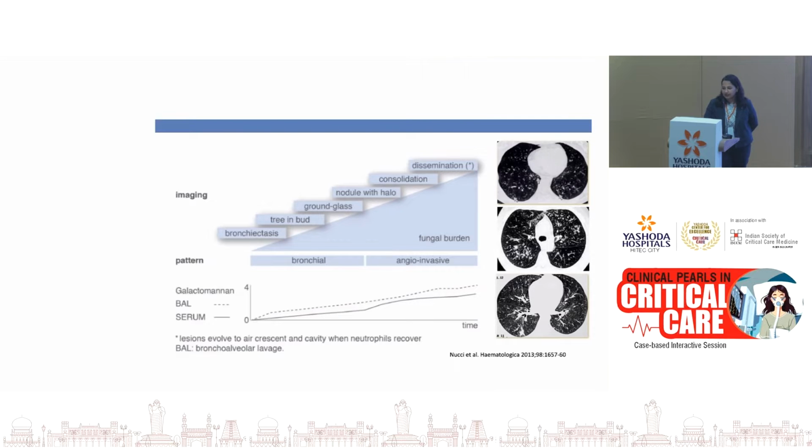This slide shows the various spectrum of changes that occur in patients with aspergillosis. When it initially involves only the bronchial part, it may manifest as bronchiectasis, tree-in-bud appearance or ground glass opacities. But when it proceeds into the angio-invasive phase, it may further present on CT as a nodule with a halo, consolidation, or even dissemination. The galactomannan levels, when the disease is invasive, are expected to be very high.